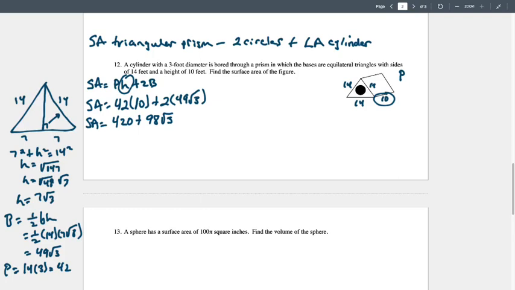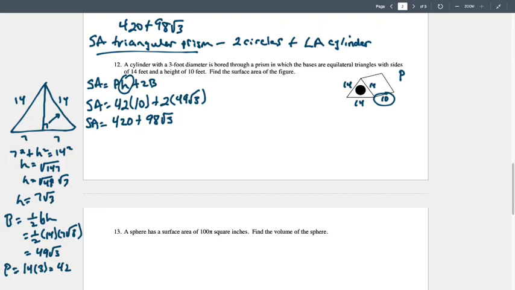I can't do anything else really with that unless I made it a decimal, but I'd rather keep it exact. And so that's the total surface area. That's this part of what we're trying to find. So right now we've got 420 plus 98 square root of 3.